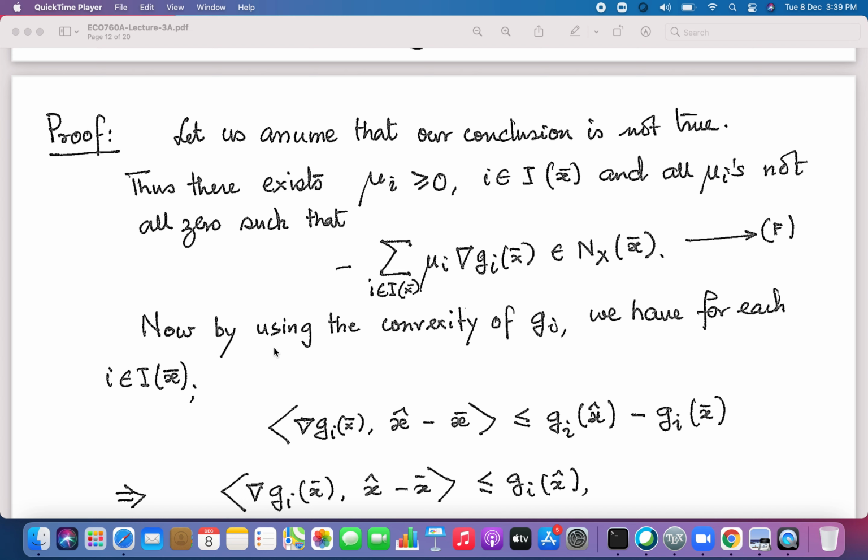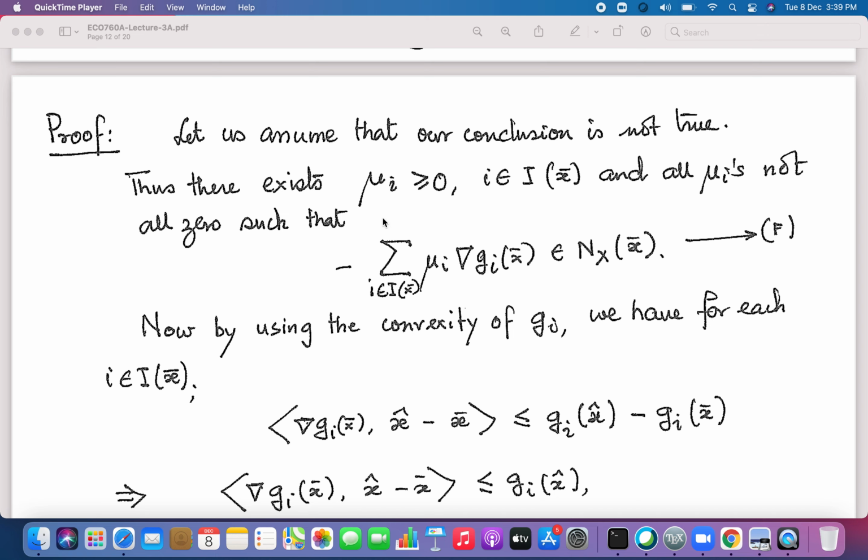This reductio ad absurdum is possibly one of the greatest tools in the hands of the mathematician. So let us assume that our conclusion is not true. So what would happen? There must be a mu_i, where i is running over I(x bar), and all the mu_i's are not 0, such that this positive linear combination of grad g_i(x) over i in I(x bar), the negative of that, is an element of N_X(x bar).